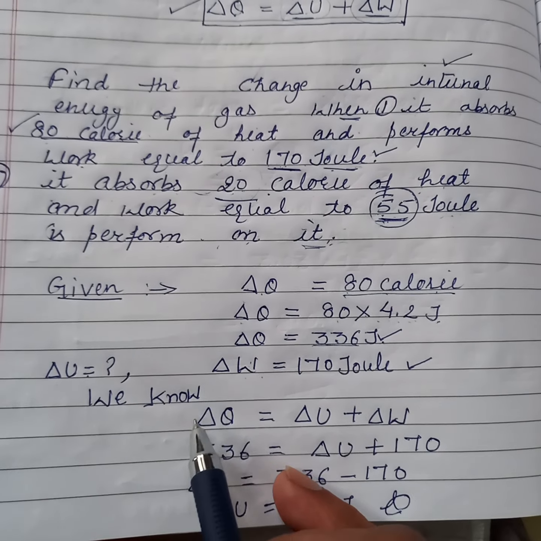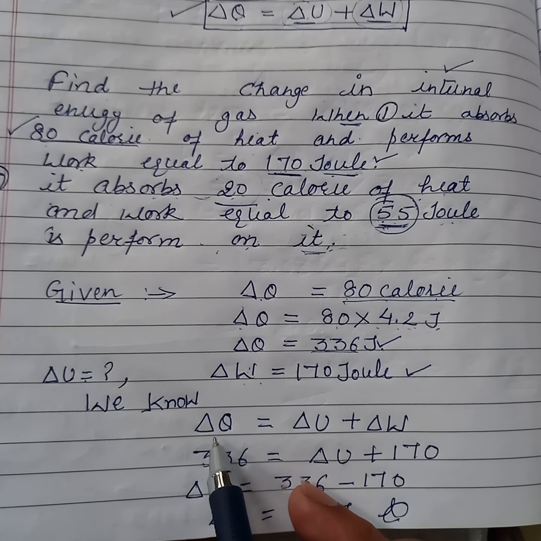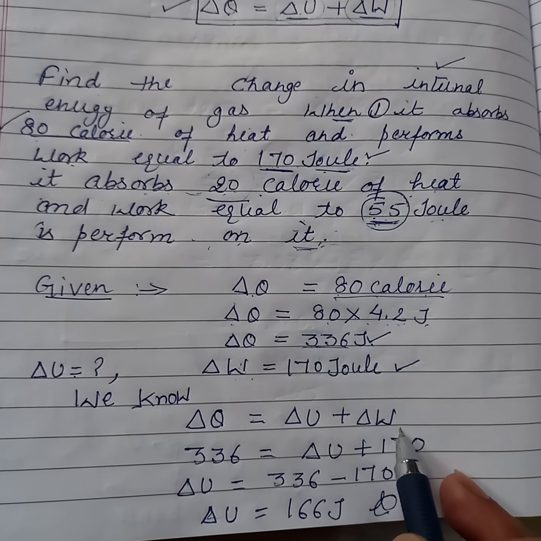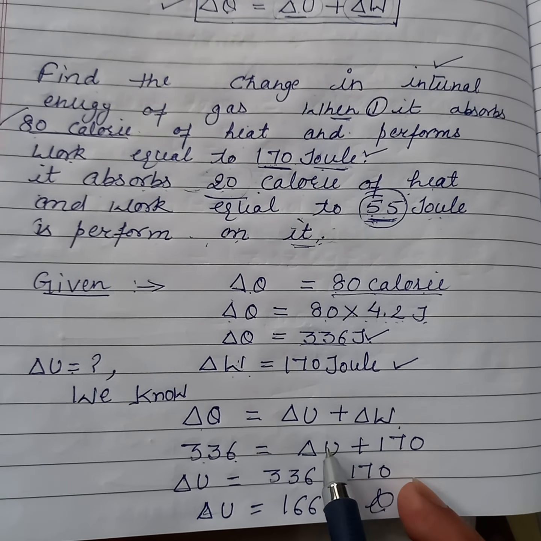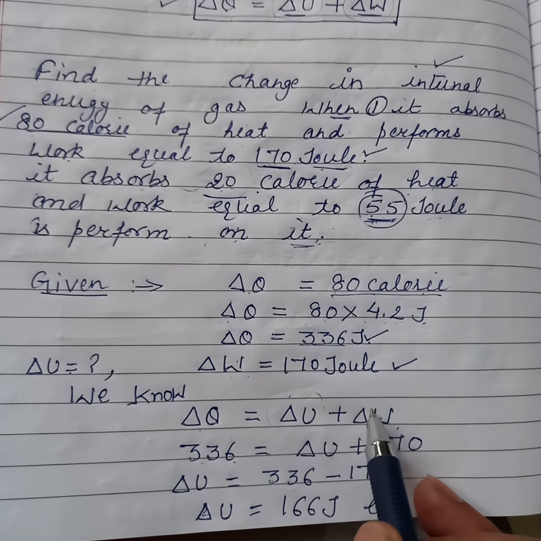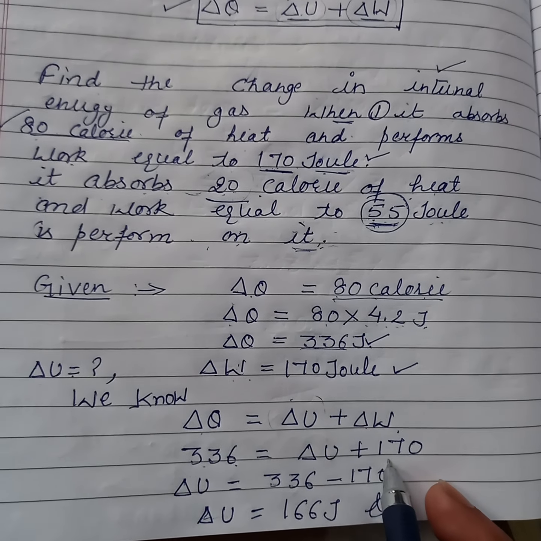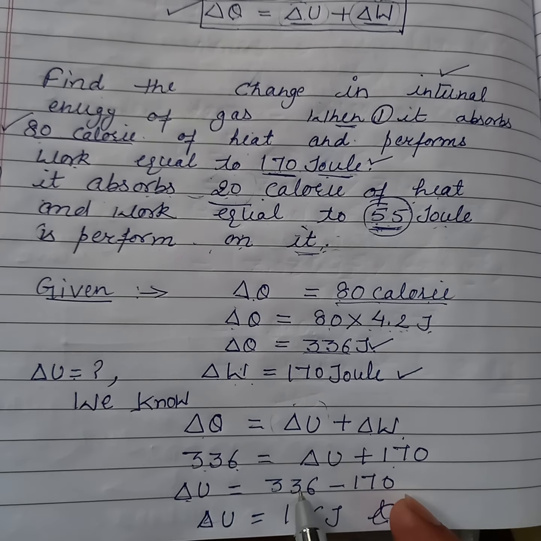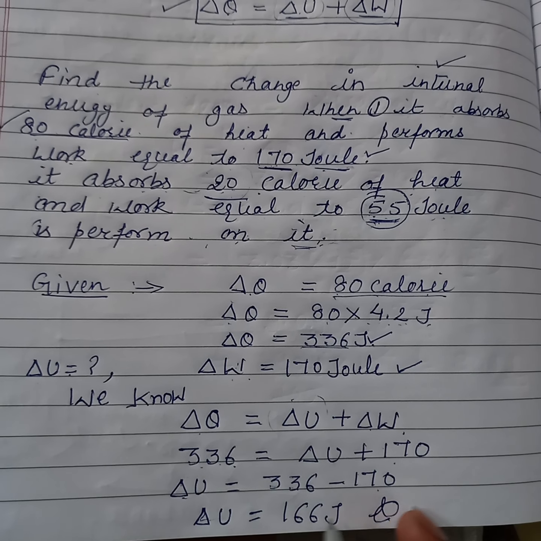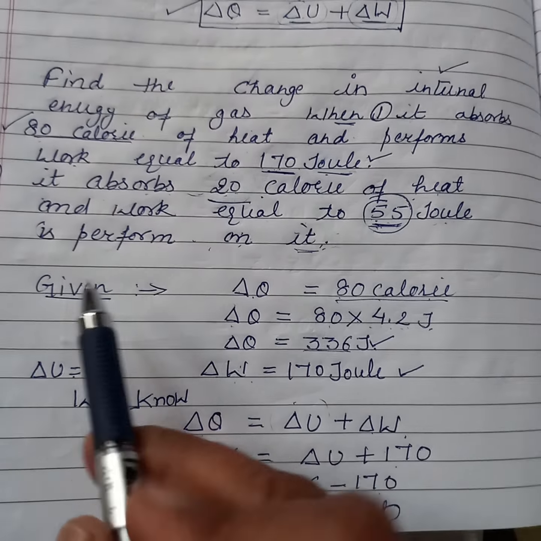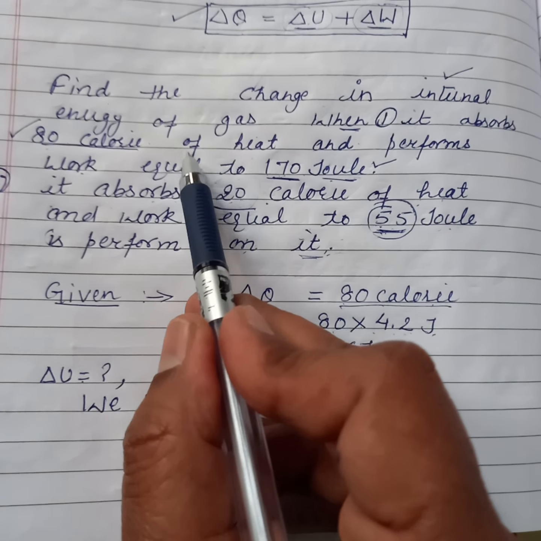Now we know the formula of the first law of thermodynamics. Delta Q is equal to delta U plus delta W. So delta Q is 336. Delta U is the value you need to find out, and delta W is given to you as 170. So delta U is how much? 336 minus 170, so it is equal to 166 joule. So this is the answer of the first part of the question.